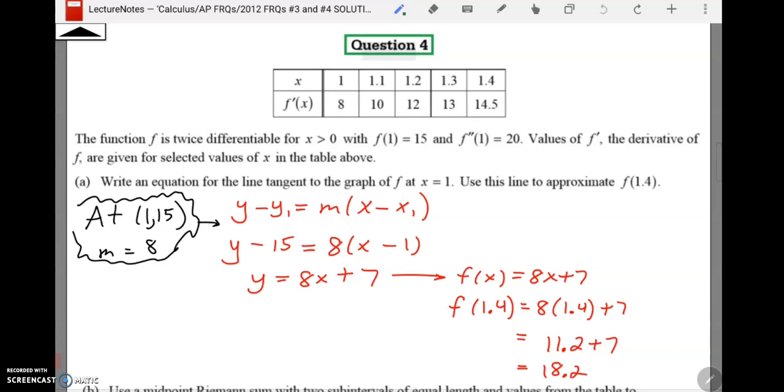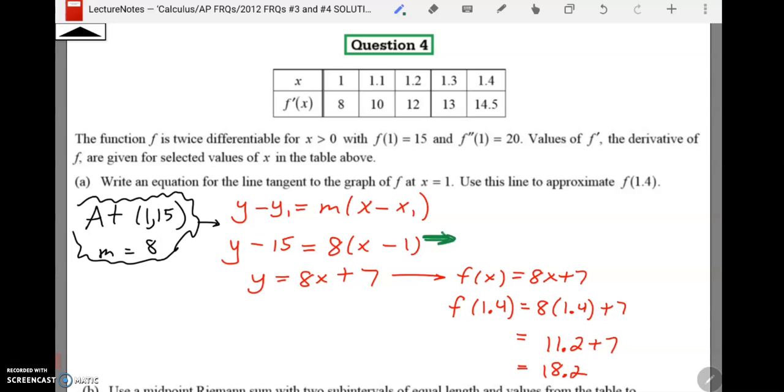But for part A, you need a point and a slope. And to find the equation of the tangent line, you have y minus the y coordinate equals the slope times x minus the x coordinate. And so you're given the point (1, 15). The slope at 1 is 8, and that comes from the table up here. See, (1, 15) is the point. f prime of 1 is 8. So you have the equation y minus 15 equals 8 times x minus 1, and you can distribute the 8 and add the 15 over, and that gives you 8x plus 7.